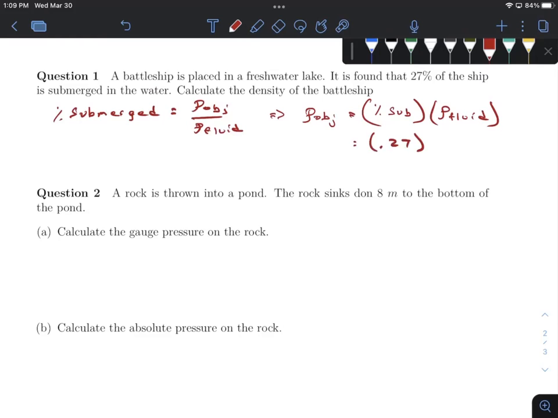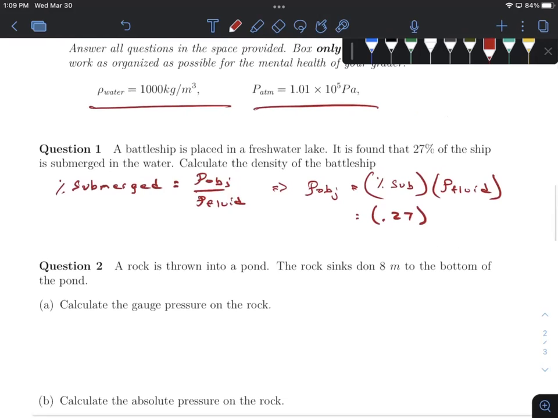So 27% of the battleship is submerged in what? It is submerged in fresh water, and so I use the density of water, 1,000. And that's all there is to it. 0.27 times 1,000, pretty easy. That's just 270 kilograms per cubic meter, if you wish to use the units.